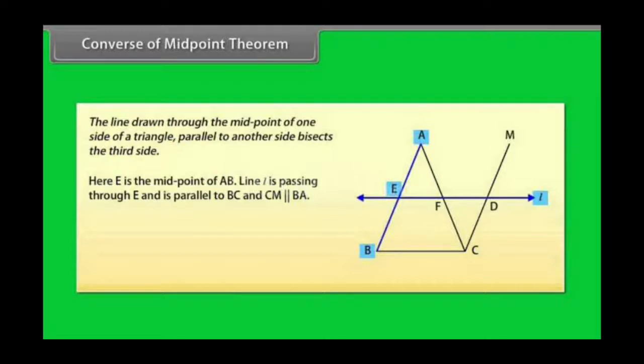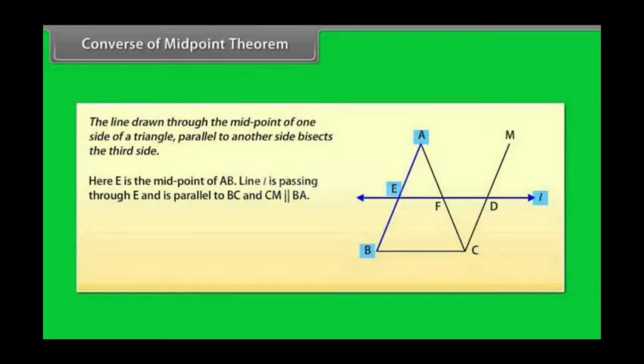Then the line passing through the midpoint of AB, which is parallel to BC, will bisect the third side AC. That means we have to prove that AF equals FC. Bisects means divides into two equal parts. So here we have to prove AF equals FC. Okay, dear children, how will you prove AF equals FC?